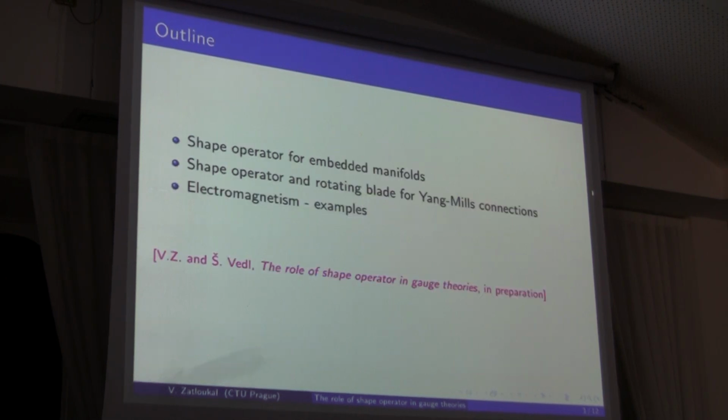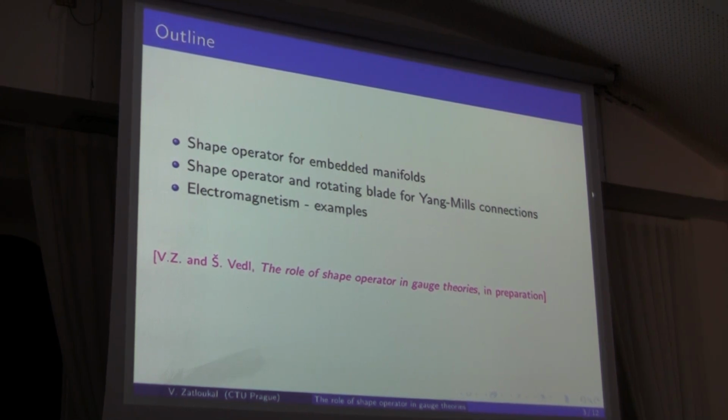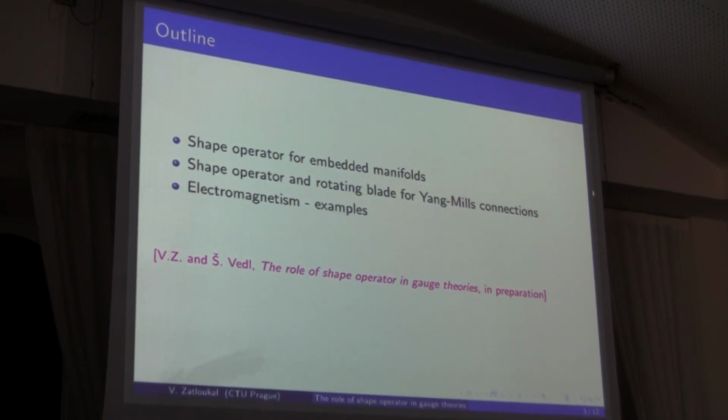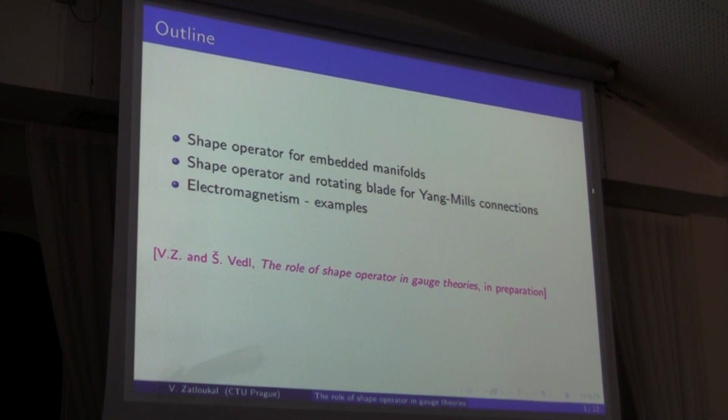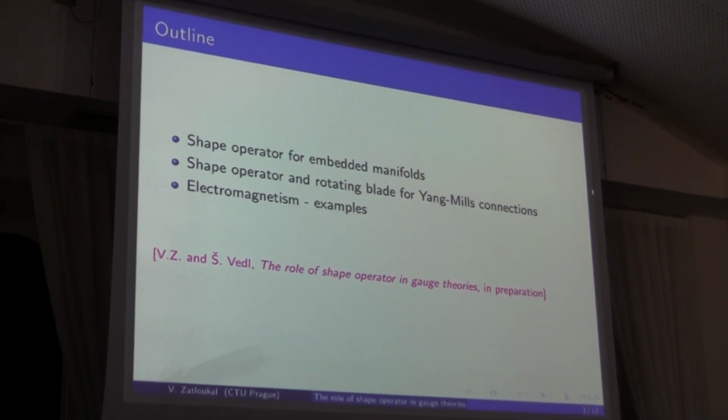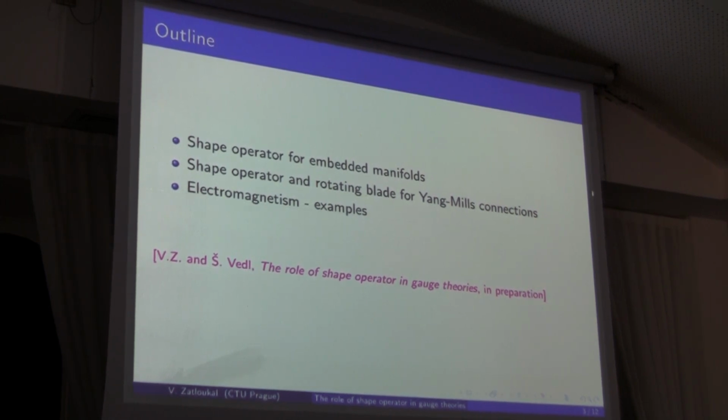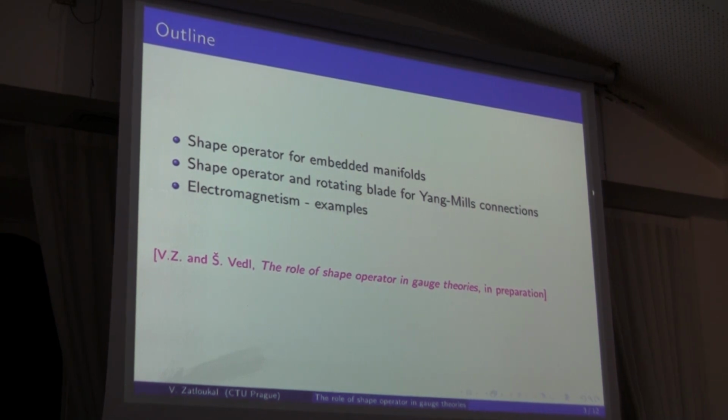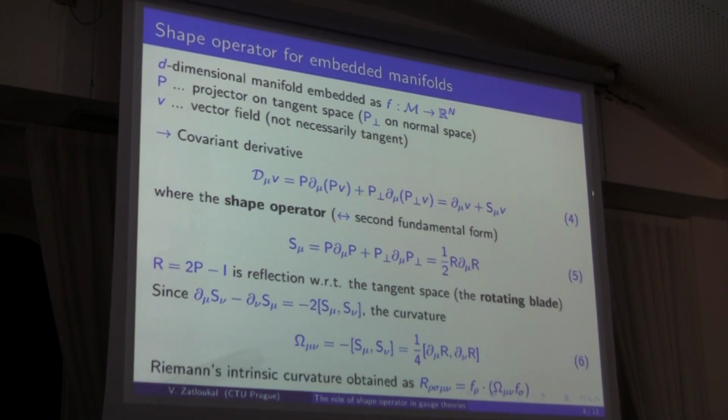So I will proceed as follows. I will first recall what one does with embedded Riemann manifolds, namely the approach using the so-called shape operator, which is essentially the extrinsic curvature. And then from the lessons learned, I will move on to how one can use those insights in the realm of Yang-Mills theories. And I will provide some simple examples from electromagnetism.